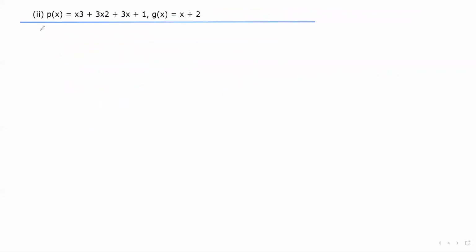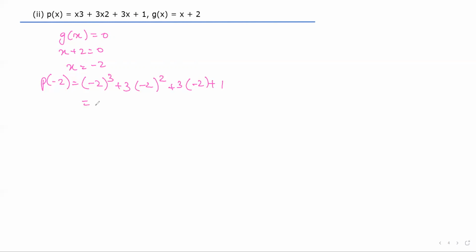This question has three parts. Second part has its own g of x and p of x. So equating g of x with 0, you get x plus 2 is equal to 0. X is equal to minus 2, and substituting this minus 2 into p of x, we get p of minus 2 is equal to minus 2 whole cube plus 3 into minus 2 whole square plus 3 into minus 2 plus 1.